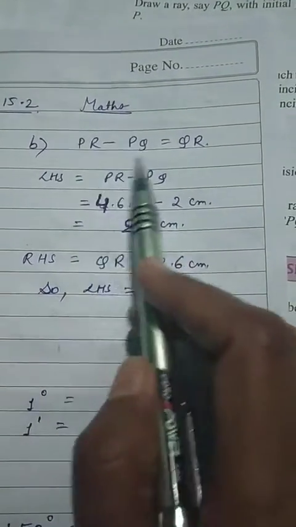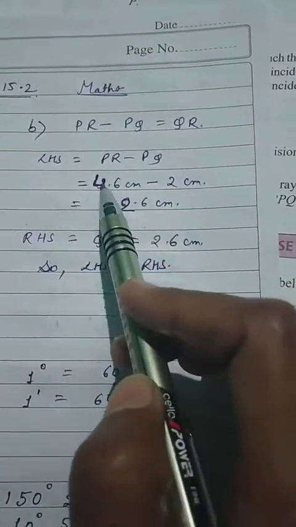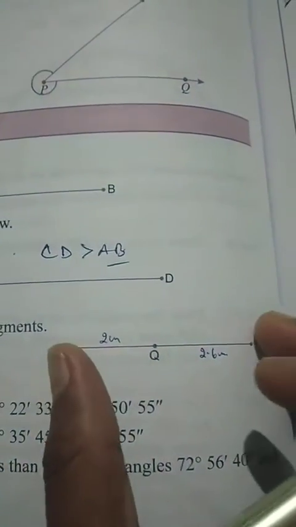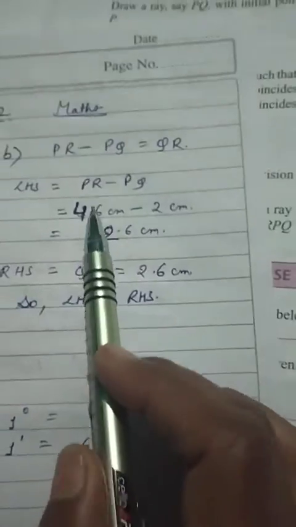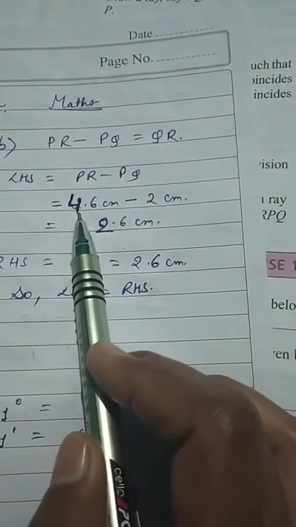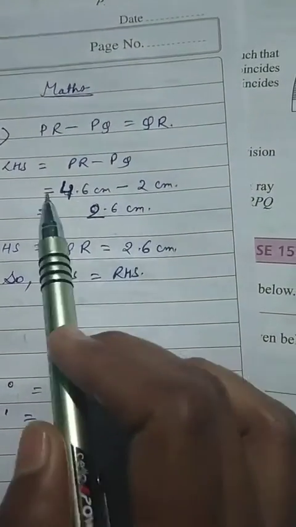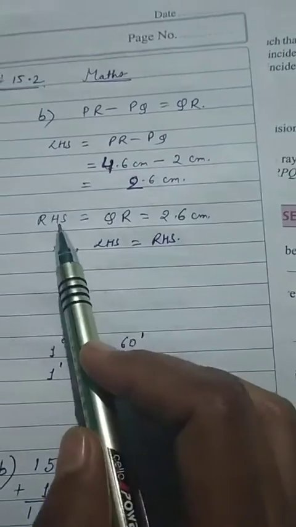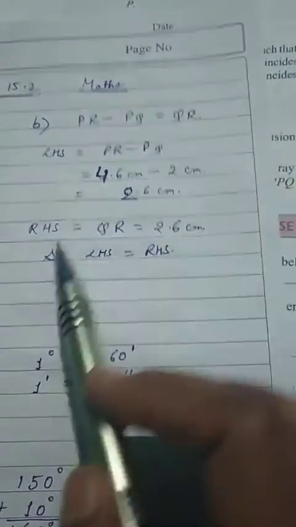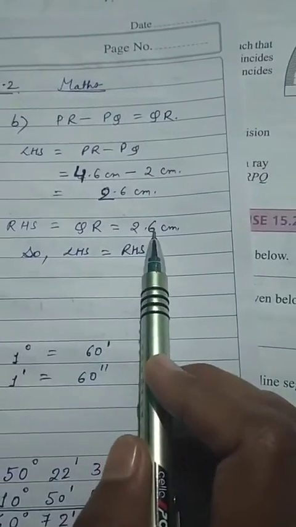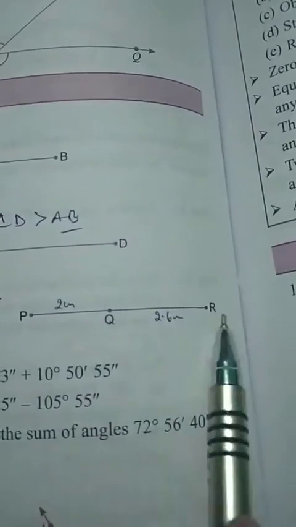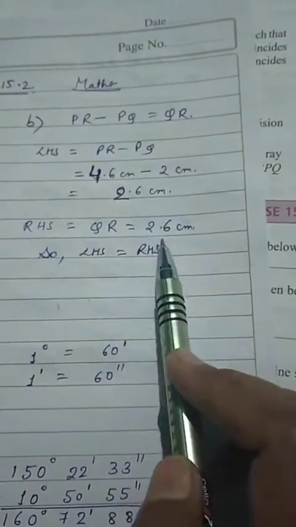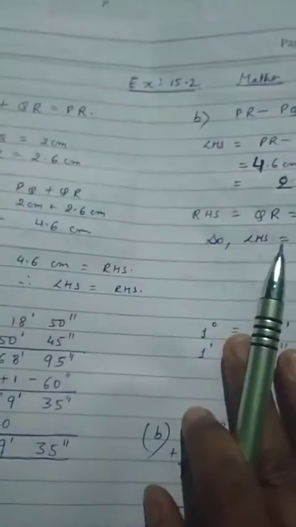Okay. Similarly this one, PR minus PQ is equal to QR. So again you will take the left hand side. PR is 4.6. PR means what? This to this, full. Full is 4.6. So in place of PR you will write 4.6. PQ is 2 centimeter. 4.6 minus 2 we will get 2.6 centimeter. And RHS is QR. So QR is 2.6, you know. So here also left hand side is equal to right hand side. So it is also verified.